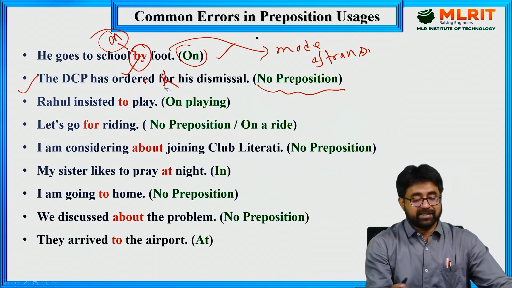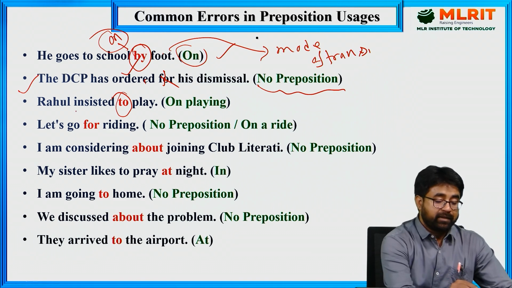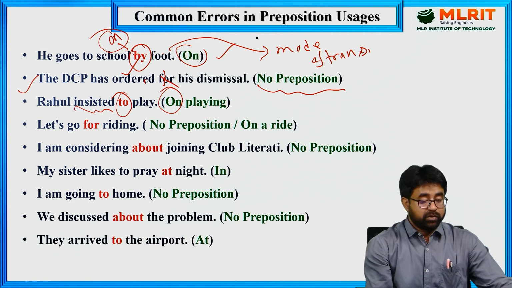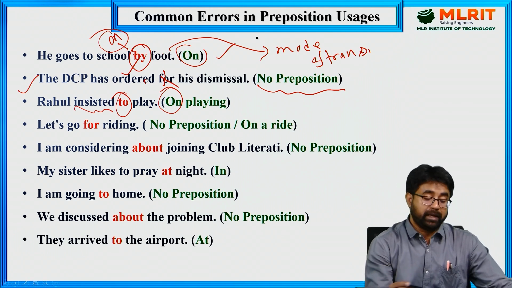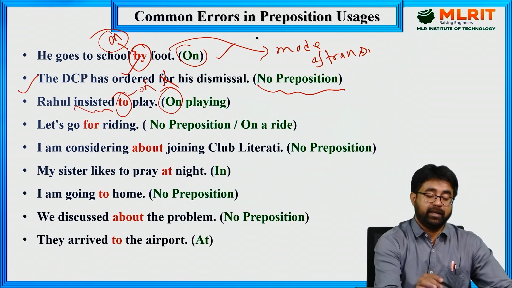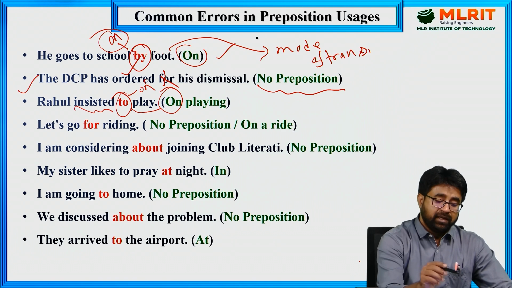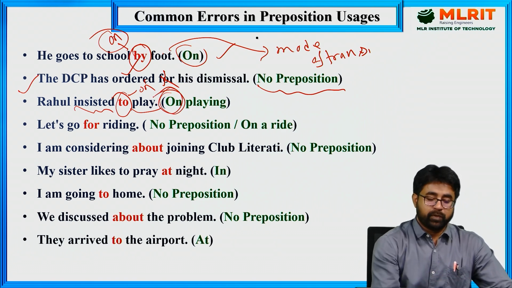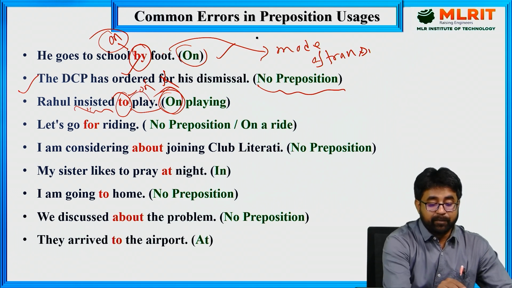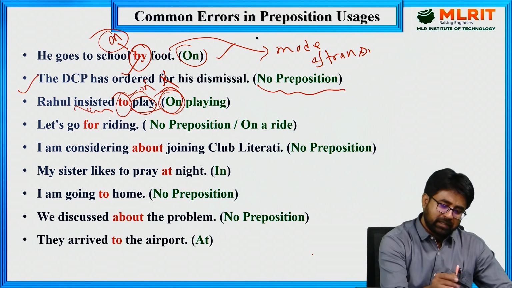And see the next sentence, Rahul insisted to play. Now again, you have to remember that the word insist will always take the preposition on only. So we cannot say Rahul insisted to play. The correct sentence would be, Rahul insisted on playing. Now here another thing you need to remember: you cannot use the same sentence structure. Whenever you are using this particular preposition, which you have to use with the word insist, then you have to use the ing form of the verb. Fine. So you have to change the sentence a bit.